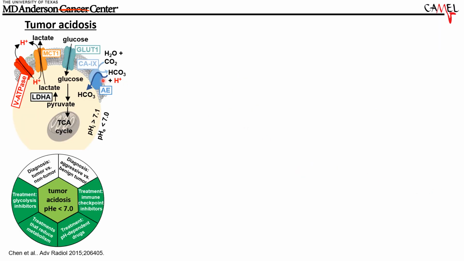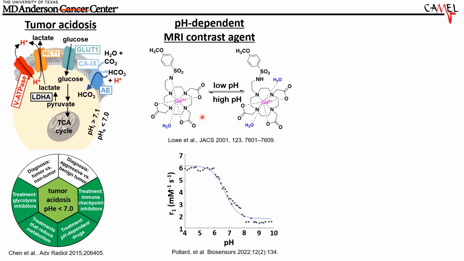Tumor acidosis is a consequence of glycolytic metabolism that converts pyruvate to lactic acid, which is then secreted from the tumor cell. Tumor acidosis, low pH in the extracellular microenvironment below 7.0, can be used for diagnosis and also for evaluations of treatment. We use an agent initially inspired by Dr.